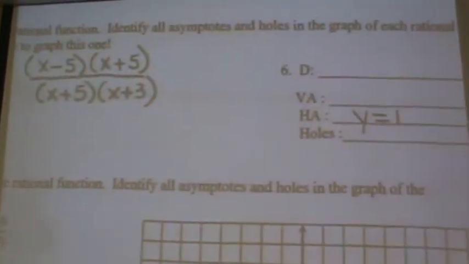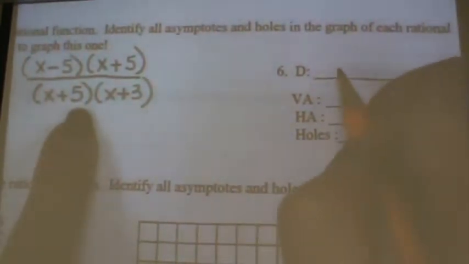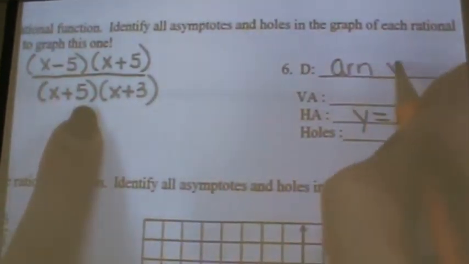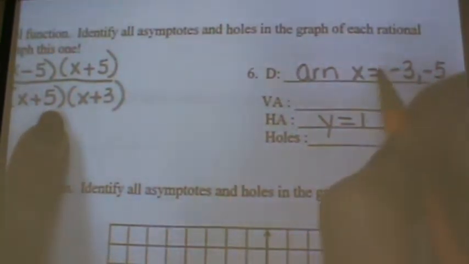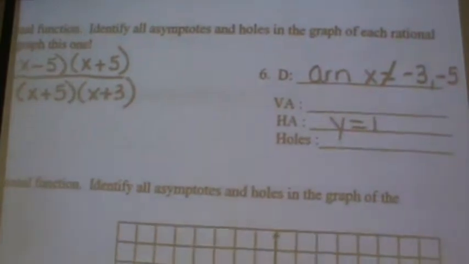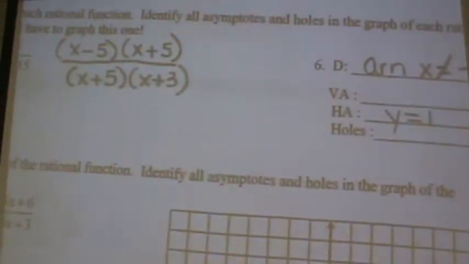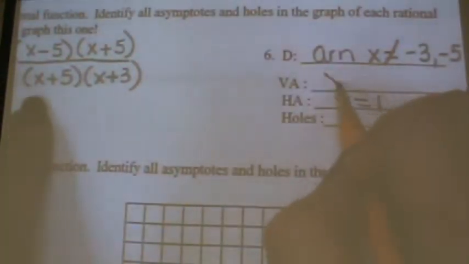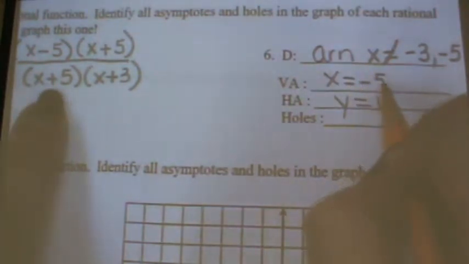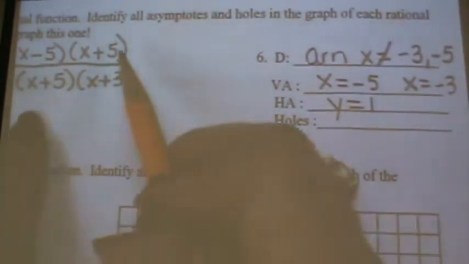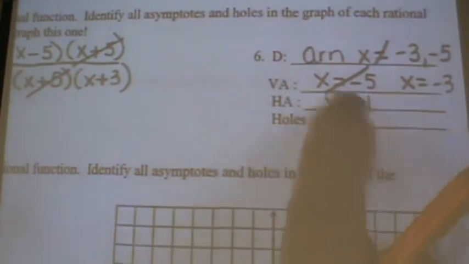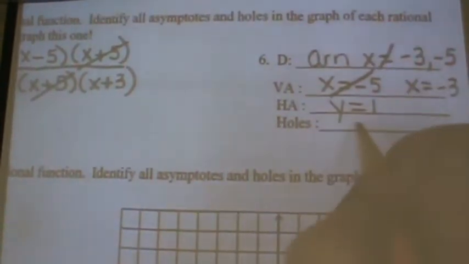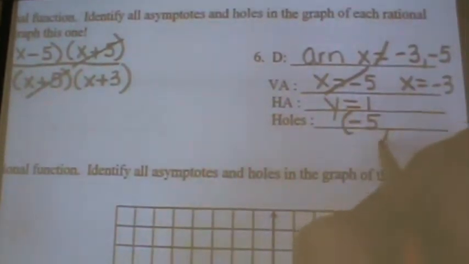Okay, what else can you tell me? What's your domain? All real numbers except -3 and -5. X can't be -3 and it can't be -5. What are your vertical asymptotes? X equals -5 and x equals -3, but we have a hole where? At -5. So it's not a vertical asymptote, it's now a hole at -5.